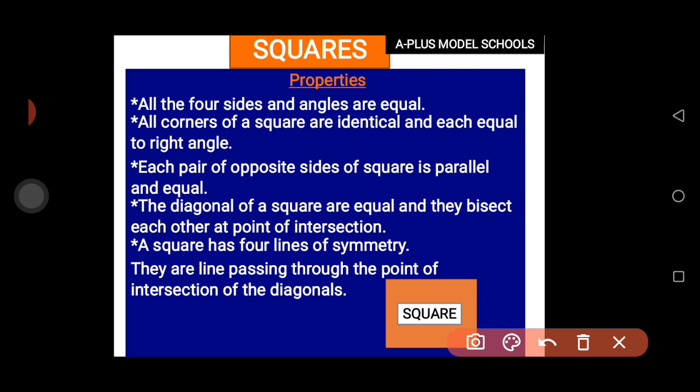How? Because it can be divided into 4 equal parts. If I divide it like this, that gives me 1. The other one, 2. If I also bisect it like this, I will have another one. If I bisect it like this, that is another one. So it has 4 lines of symmetry. A line of symmetry means a line that divides a shape into 2 equal parts.